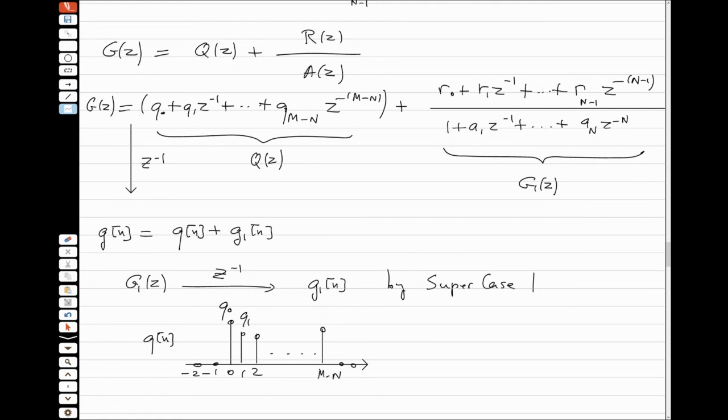Q0, Q1, Qn minus N. All right, so you get Q of N, so you get G of N.